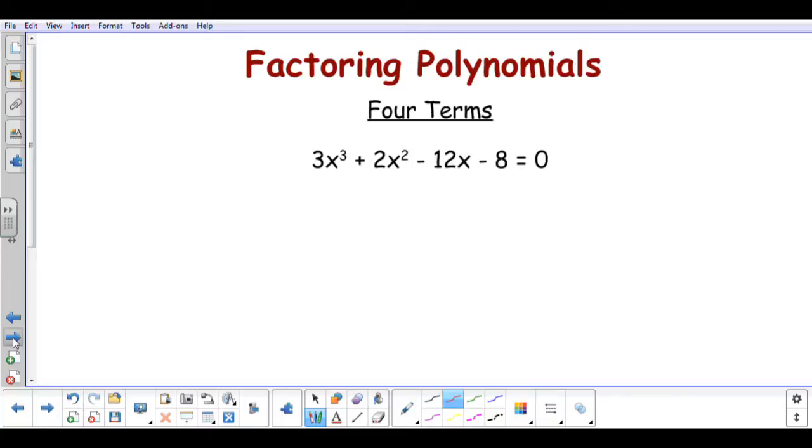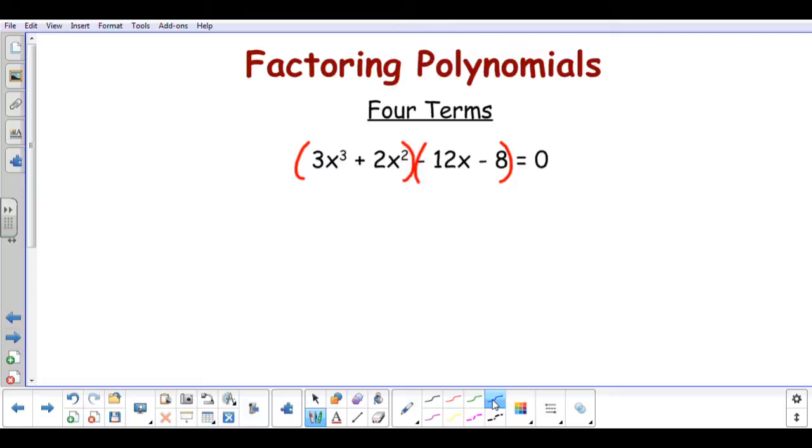So the first type that we are going to factor are the polynomials with 4 terms. So when we have 4 terms in our polynomial, we want to group them in pairs of 2. So the first 2 numbers are going to get grouped together, and the last 2 numbers are going to get grouped together.